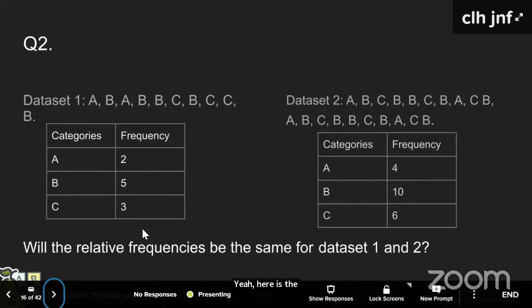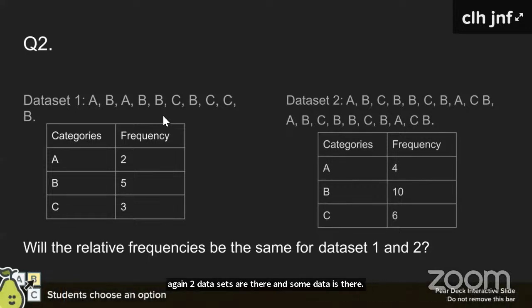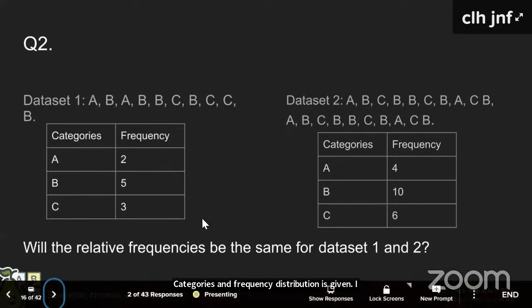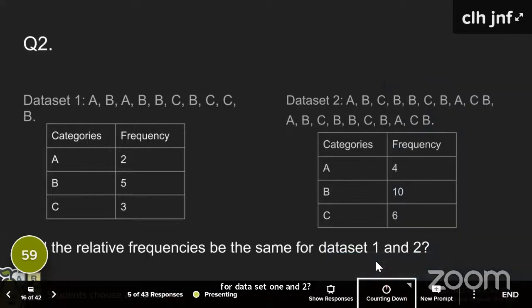So another one. Here again, two data sets are there, with categories and frequency distribution given, and they are asking, will the relative frequencies be the same for data set 1 and 2? So just check whether they are the same or not.